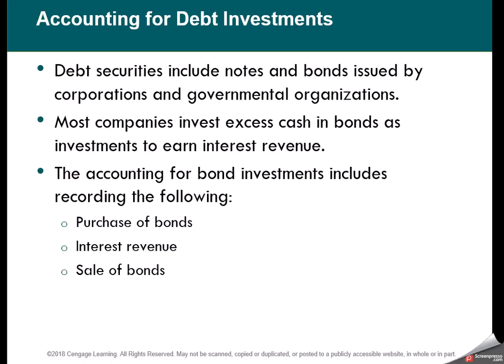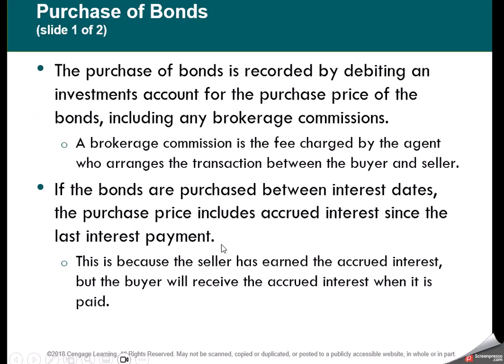So we could invest in debt investments. Debt investments are basically bonds. So we could purchase the bond. Then we'll receive interest revenue, semi-annually or however often the bonds are paid. Then we would sell them at the end, or if it was a shorter term bond, maybe we'd hold it to maturity. But if we sold it, we could have a gain or a loss.